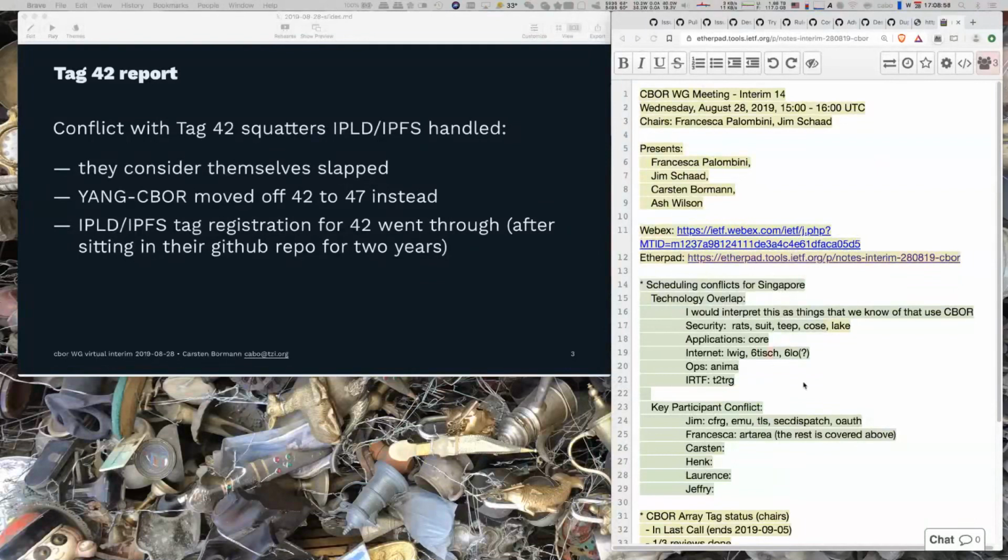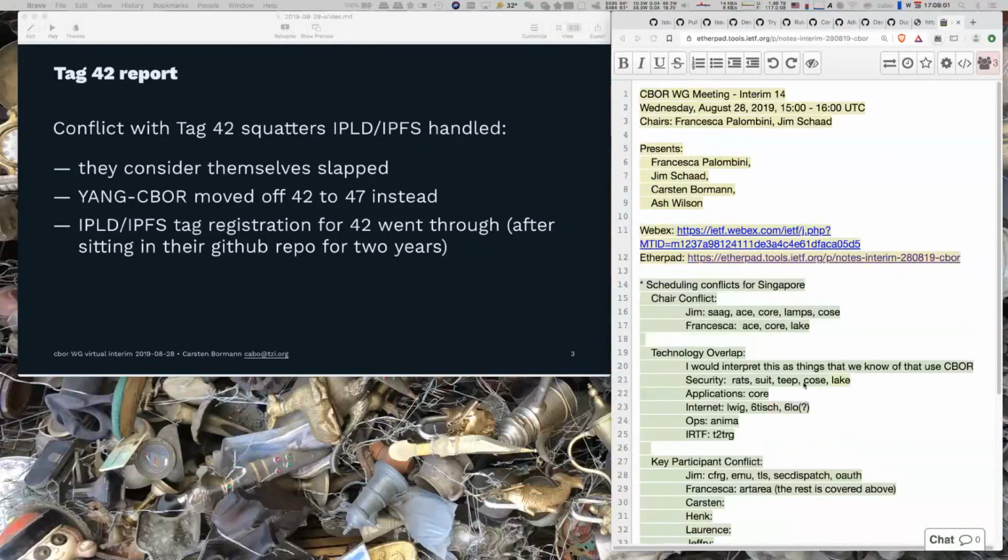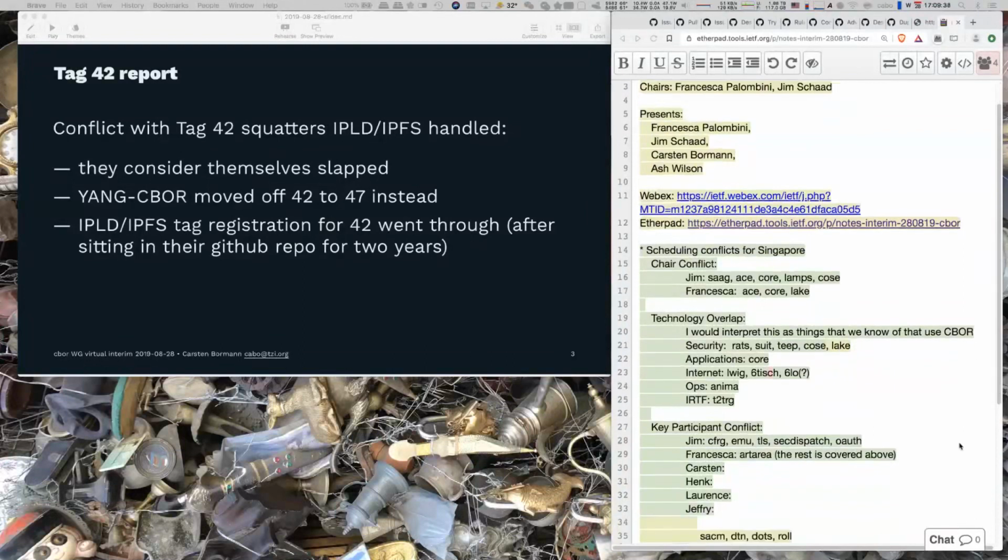Yeah, and I'm just bringing up ACE. Okay. So that's already covered from the chair conflict. Yeah, exactly. So there was a couple of working groups that were there before. When I checked all the working groups that were actually using CBOR before, but I don't know if they're still using CBOR, if they're still interested, if they will still want to participate. And these did not make this list where I'm going to copy paste at the end. SACM, DTN, DOTS, ROLL.